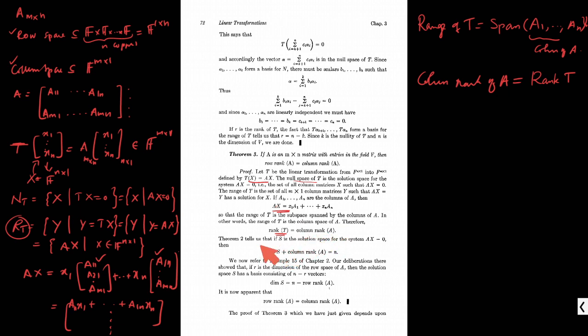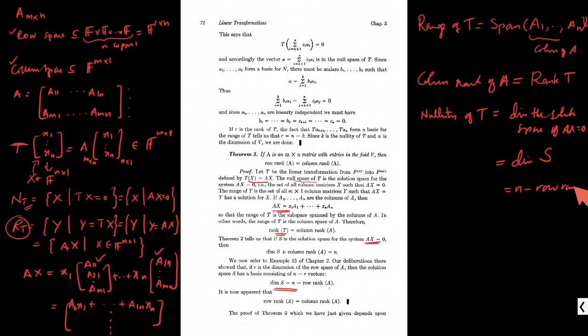Now we can consider the row rank. That is because of the equation Ax equal to 0. When you consider the null space of T here, then the nullity of T is the same as the dimension of the solution space of Ax equal to 0. If the solution space of this Ax is denoted as S, then that is the same as the dimension of S. So nullity T is the same as dimension of S. Now we evaluate what the dimension of S is. We have already discussed in example 15 that the dimension of S is n minus the row rank of A.